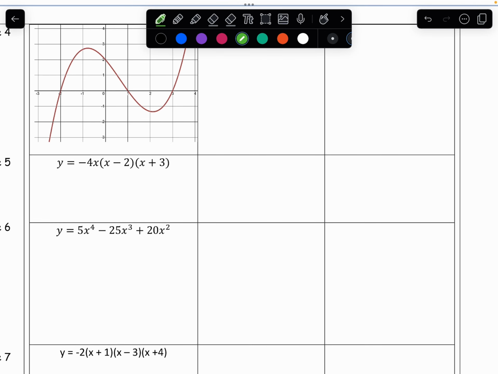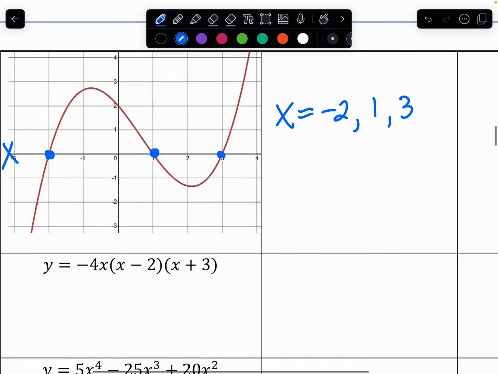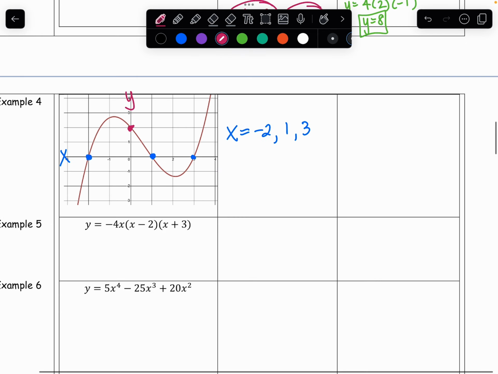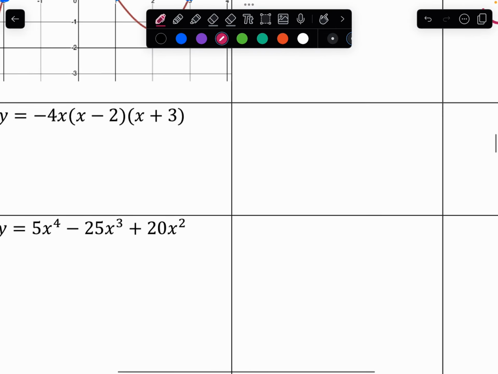Okay, next page. Example 4 is looking at a graph. What's nice about this is all we have to do is identify where our graph hits the x-axis and the y-axis. So our x-intercepts are going to be at -2, 1, and 3. So x equals -2, 1, and 3. And our y-intercept is where it passes the y-axis, which is at 2. So y equals 2.